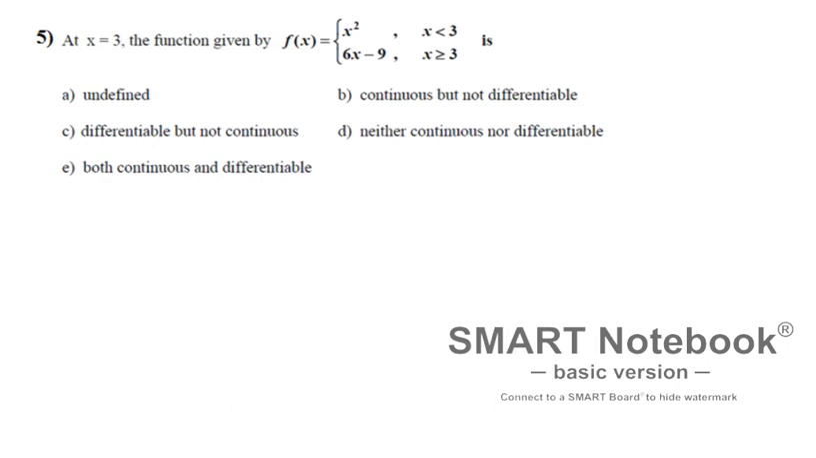Next, 5. At x equals 3, the function given by f of x equals x squared when x is less than 3, and 6x minus 9 when x is greater than or equal to 3 is, well, we know because of this greater than or equal to sign, we know that we have the function defined. So therefore, we know that A is not a correct answer.